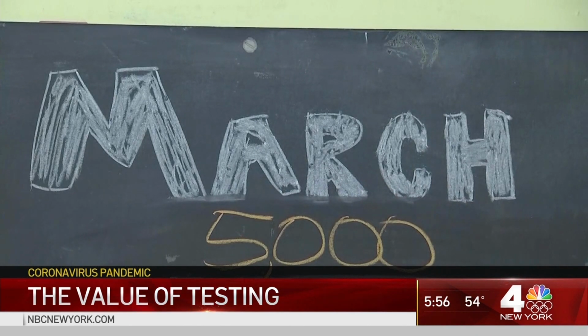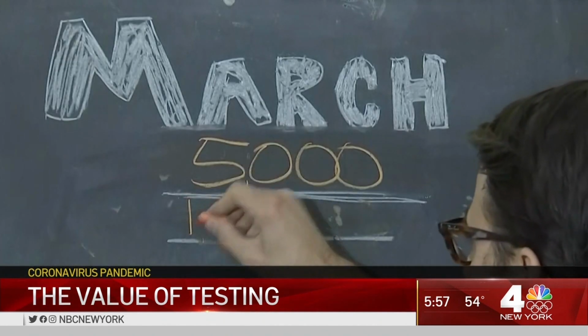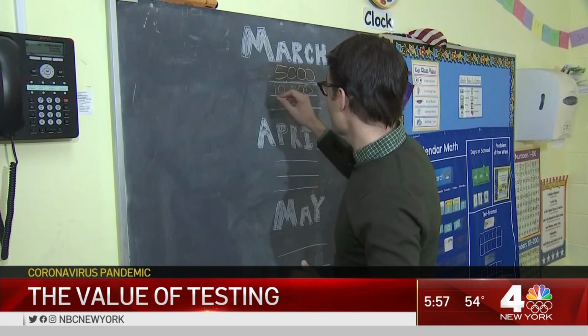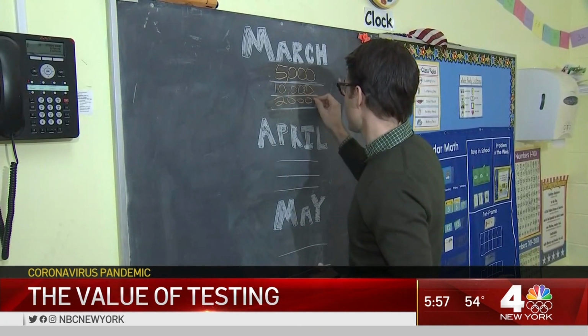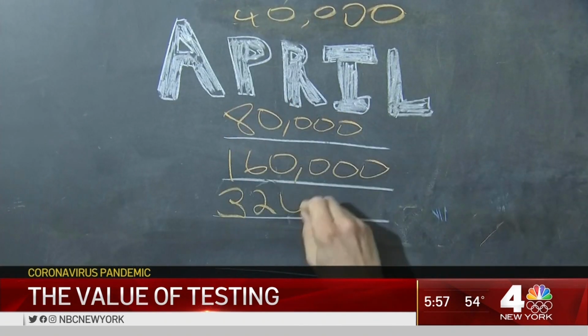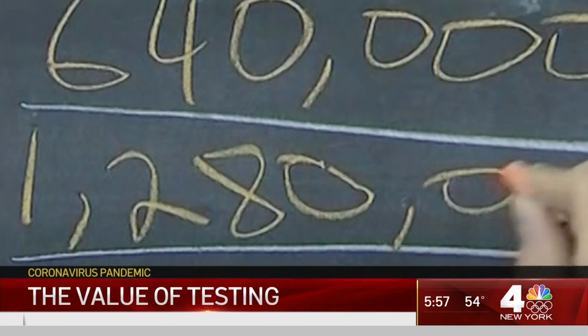It's March 17th. If you assume one infected person infects two more and a doubling of cases every 6 days, next week you'll have 10,000 cases. 6 days later, 20,000 cases. And then after that, 40,000 cases. By the end of April, you're talking about more than 1.2 million infections.